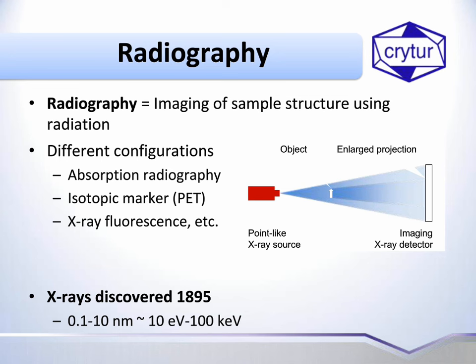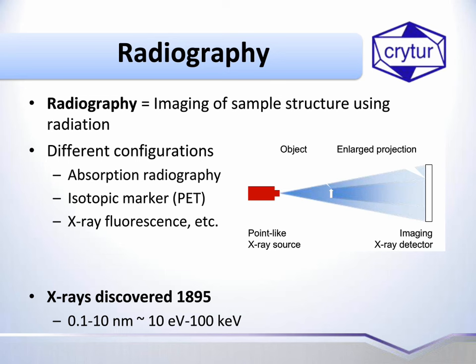The second one would be isotopic marker. Then you have a marker here. You put something into a patient's body, for example, and you are able to measure the radiation which comes from the marker. The third option would be X-ray fluorescence, when you irradiate the surface of some material and you measure the X-ray radiation, the fluorescence, which comes from the surface. So radiography is very helpful to many, many people in the world to see the structure of the material.